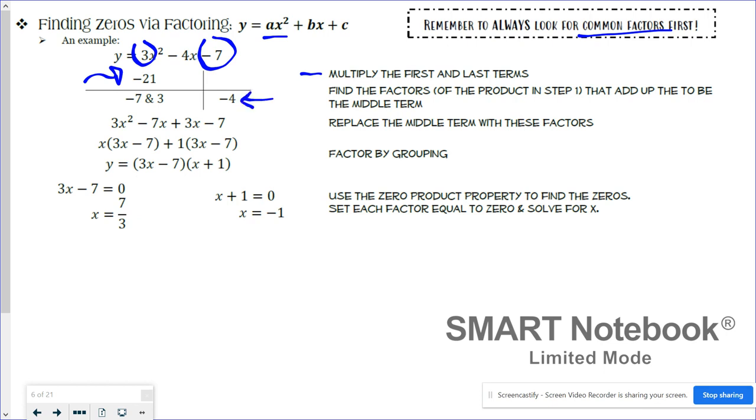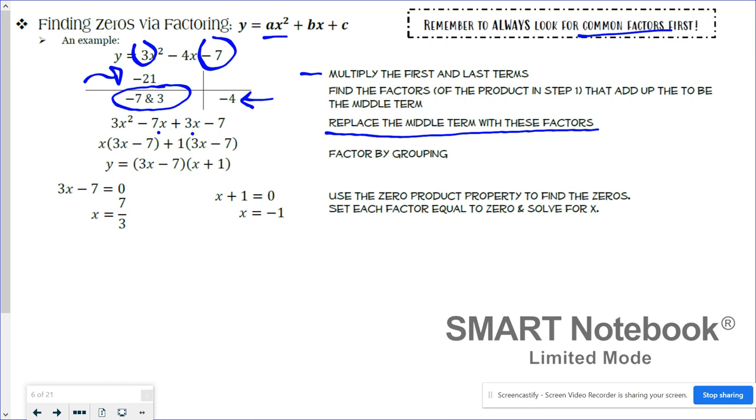So your middle term is -4. So I found the factors. I got -7 and 3. From there, we are going to replace the middle term with these factors. So you'll notice that originally the middle term was -4x. It is now replaced with the -7x and the 3x.